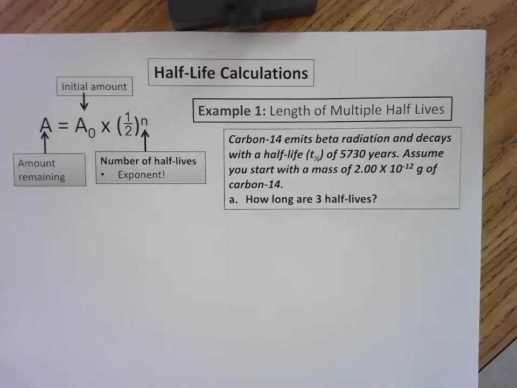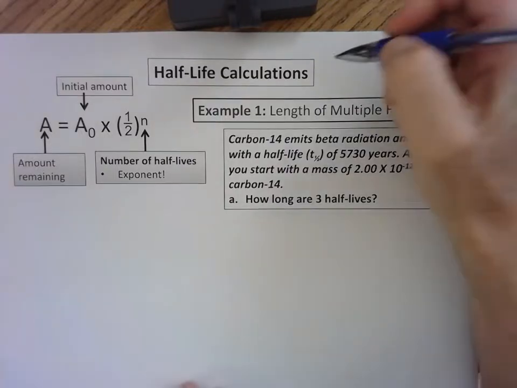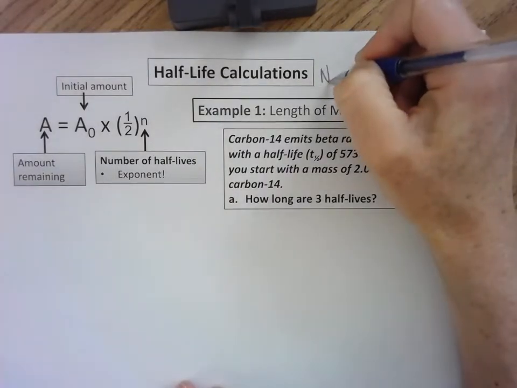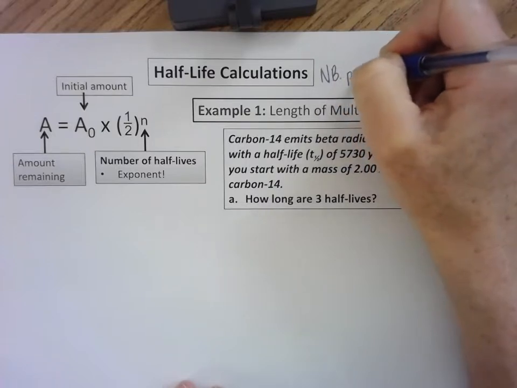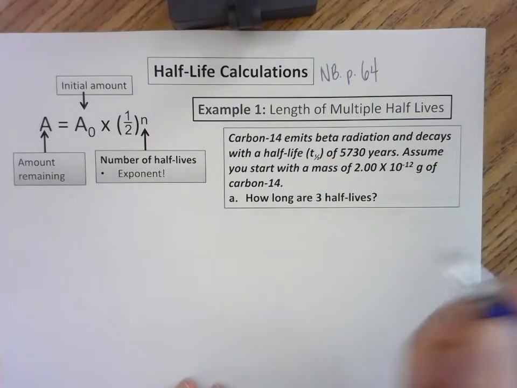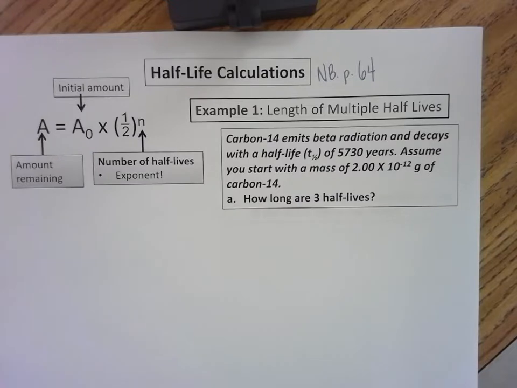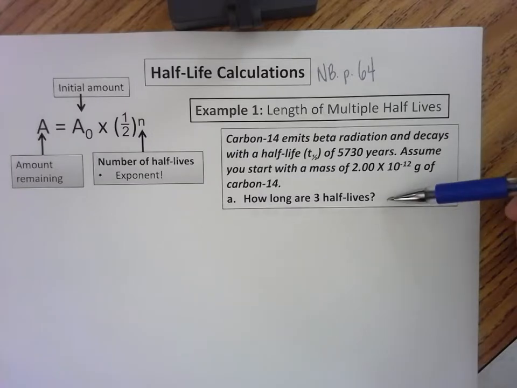We're going to continue looking at half-life calculations. This is the first example you are going to write in your notebook, example 1, length of multiple half-lives, and this is still on notebook page 64. This is the formula we just talked about, and this is the information for the question that you need to have in your notebook, and here's the question.